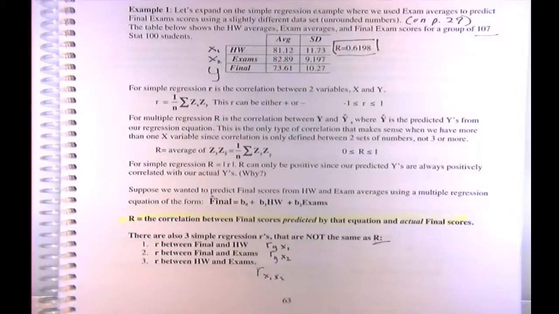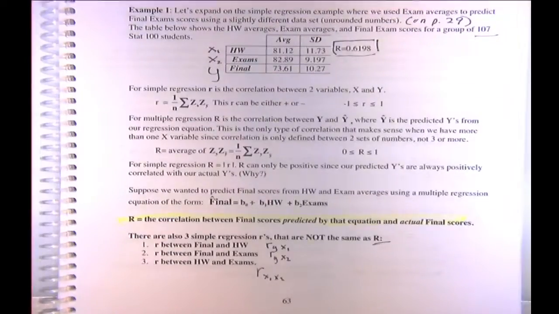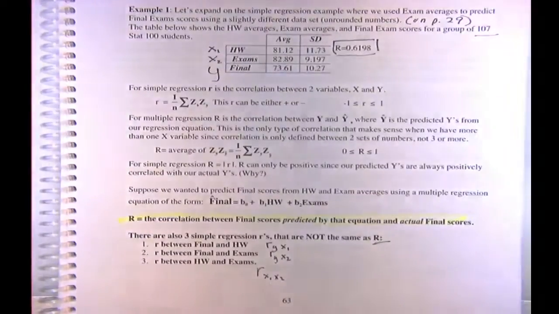the correlation between your actual y's and your predicted y's, but it's always positive here. And that makes sense, because your predicted values, by definition, are trying to get close to your actual values. They're not going to be oppositely related, so they'll always be positive. All right, now let's turn the page.